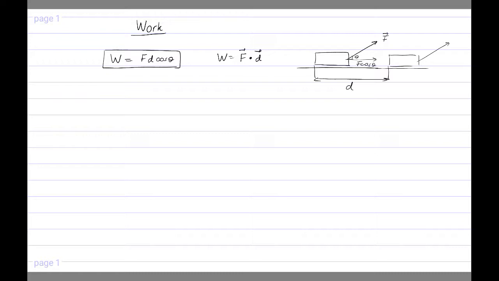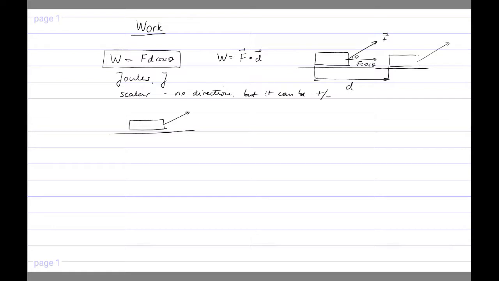So work is something that's measured in joules, and the unit for joules is capital J. And unlike force and displacement, work is a scalar quantity. So it does not have direction, but it can be positive or negative.